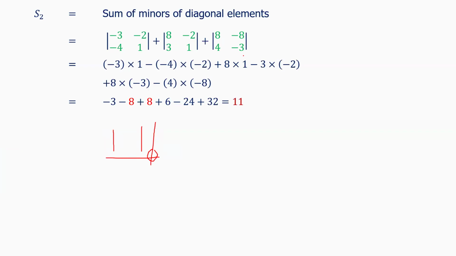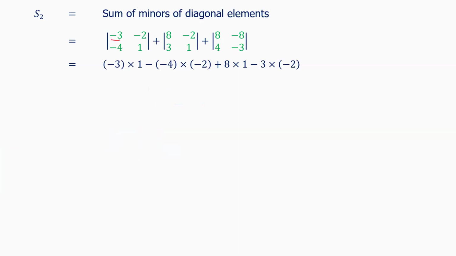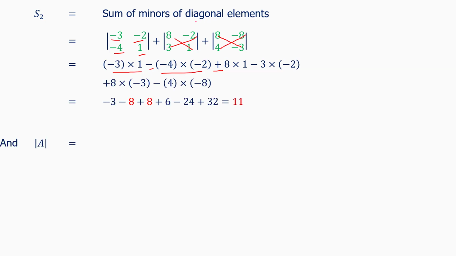If we simplify it, what are we getting? Minus 3 into 1 minus 4 into minus 2, plus 8 into 1 minus of minus 2, and then 8 into minus 3 minus 4 into minus 8.